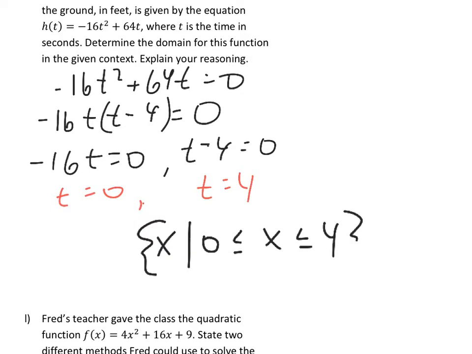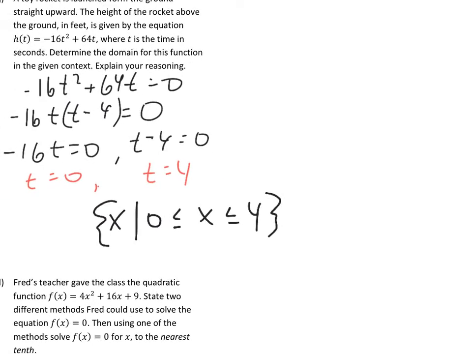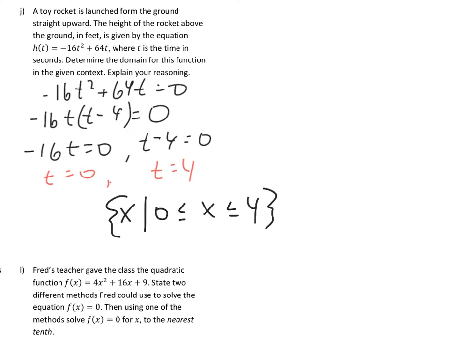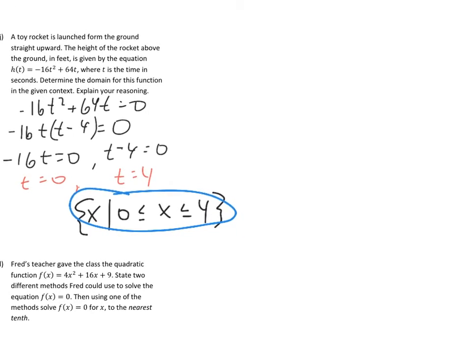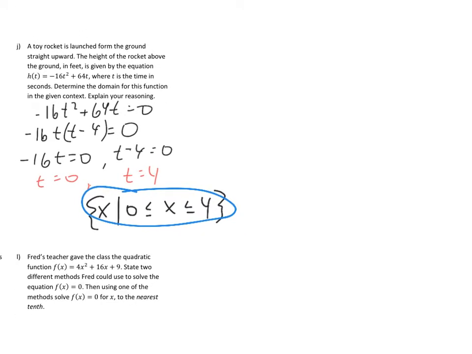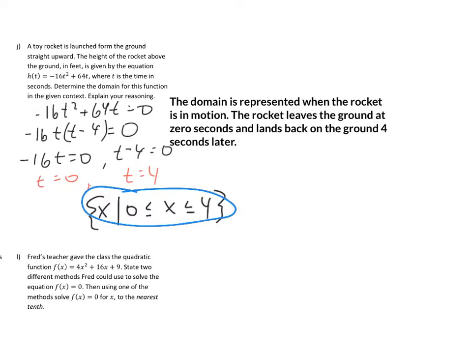4. Now the problem with that is it says determine the domain of this function in the given context, explain your answer. So this answer is kind of irrelevant, but it gives us practice in writing it down. So the domain is our x values. So the domain is represented when the rocket is in motion. The rocket leaves the ground at 0 seconds and lands back on the ground 4 seconds later. So the domain speaks about from the time 0 to 4.